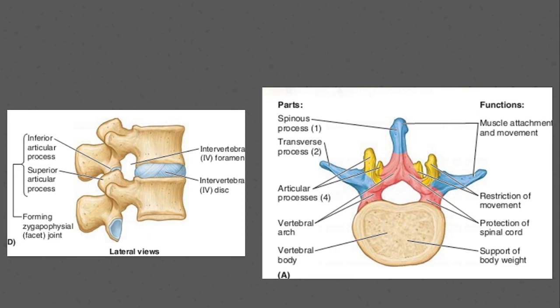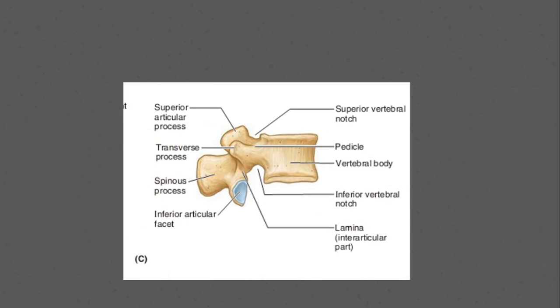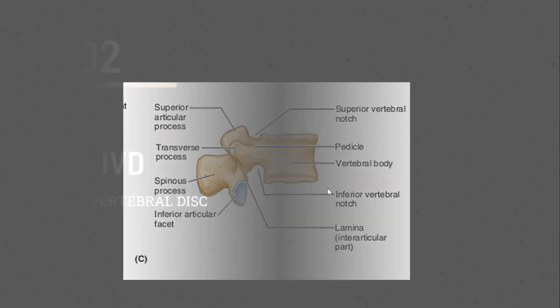Okay, let's take a look at the landmarks of this bone. There is the inferior articular facet. This is the lamina, articular part, and the transverse process, spinous process, and the superior articular process. This is the lumbar vertebra. It is a typical vertebra of the human body.